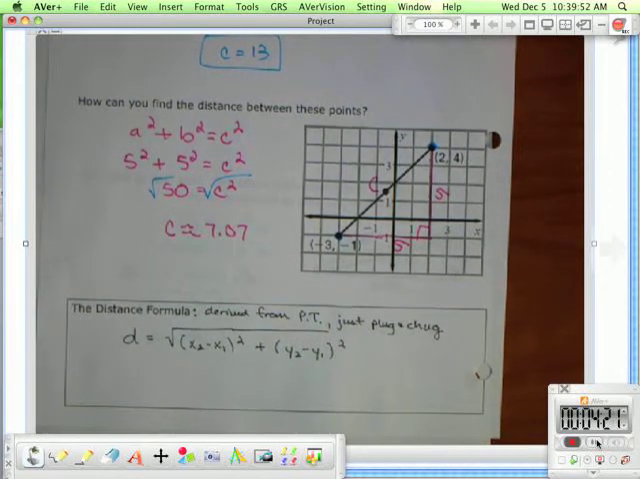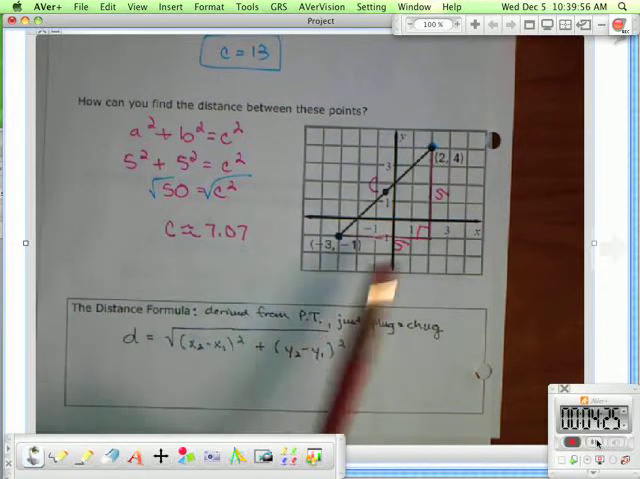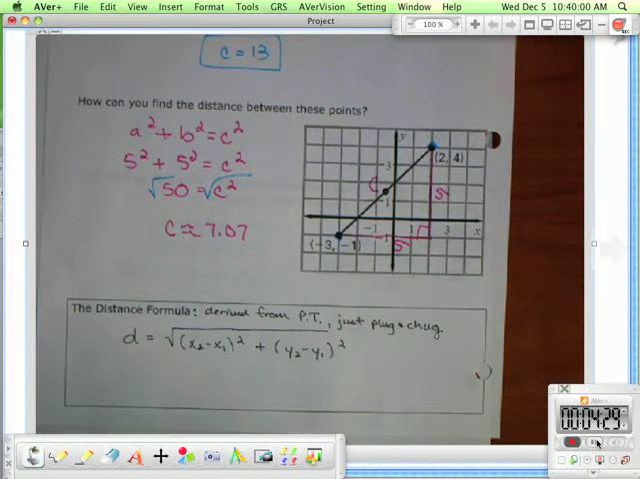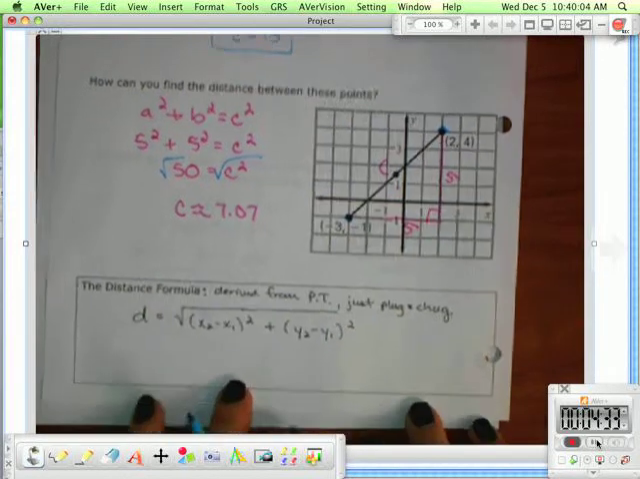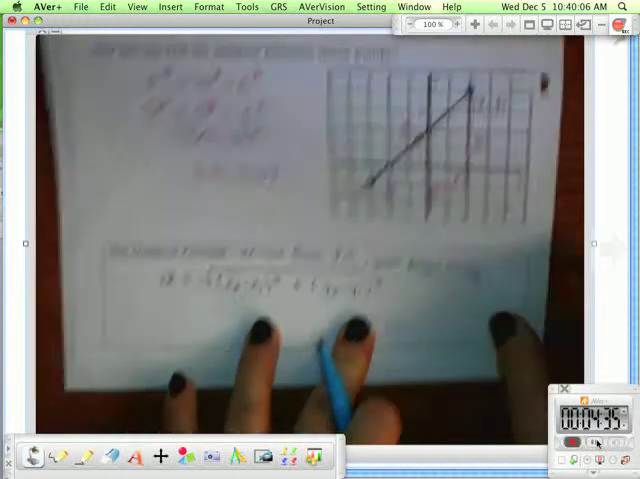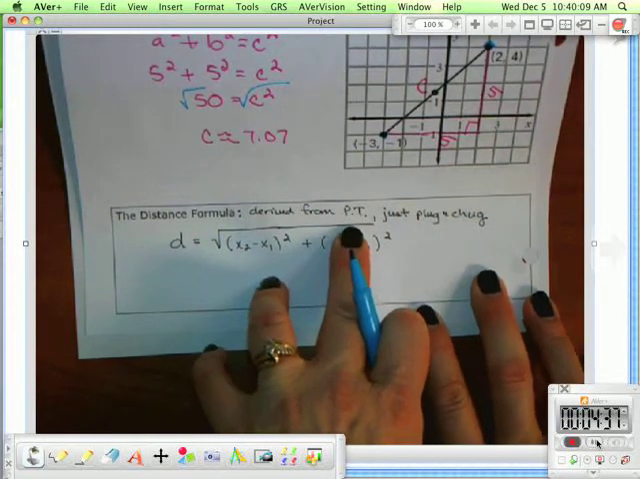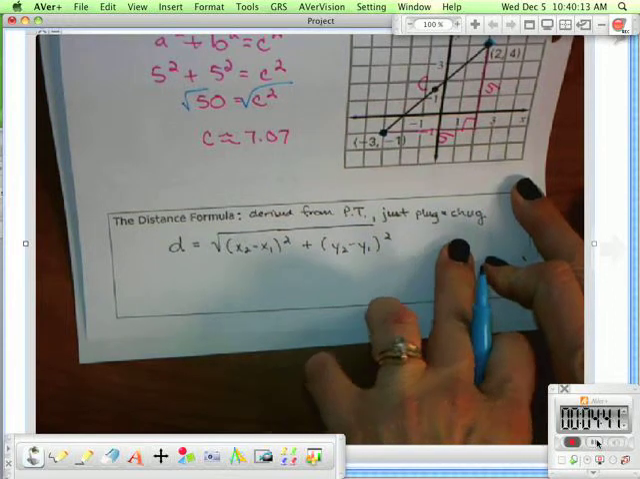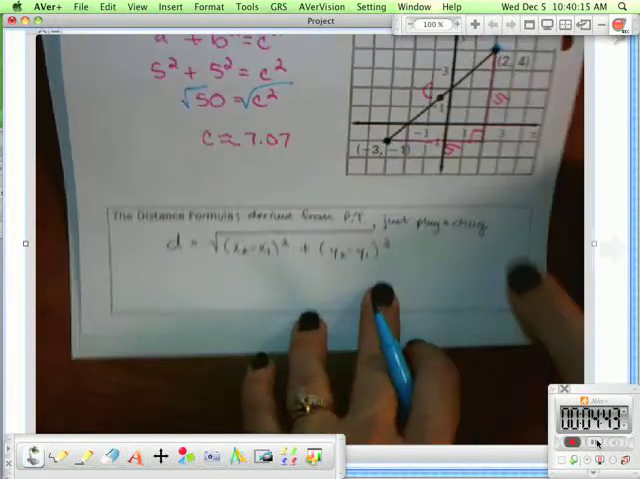So when you have a graph, you can easily use the Pythagorean theorem to solve for C. Sometimes you don't have a graph. Sometimes you're just given 2 points, and you get this distance formula, which is derived from the Pythagorean theorem, and you just plug and chug. You pick the numbers, you put them in, and you practice.